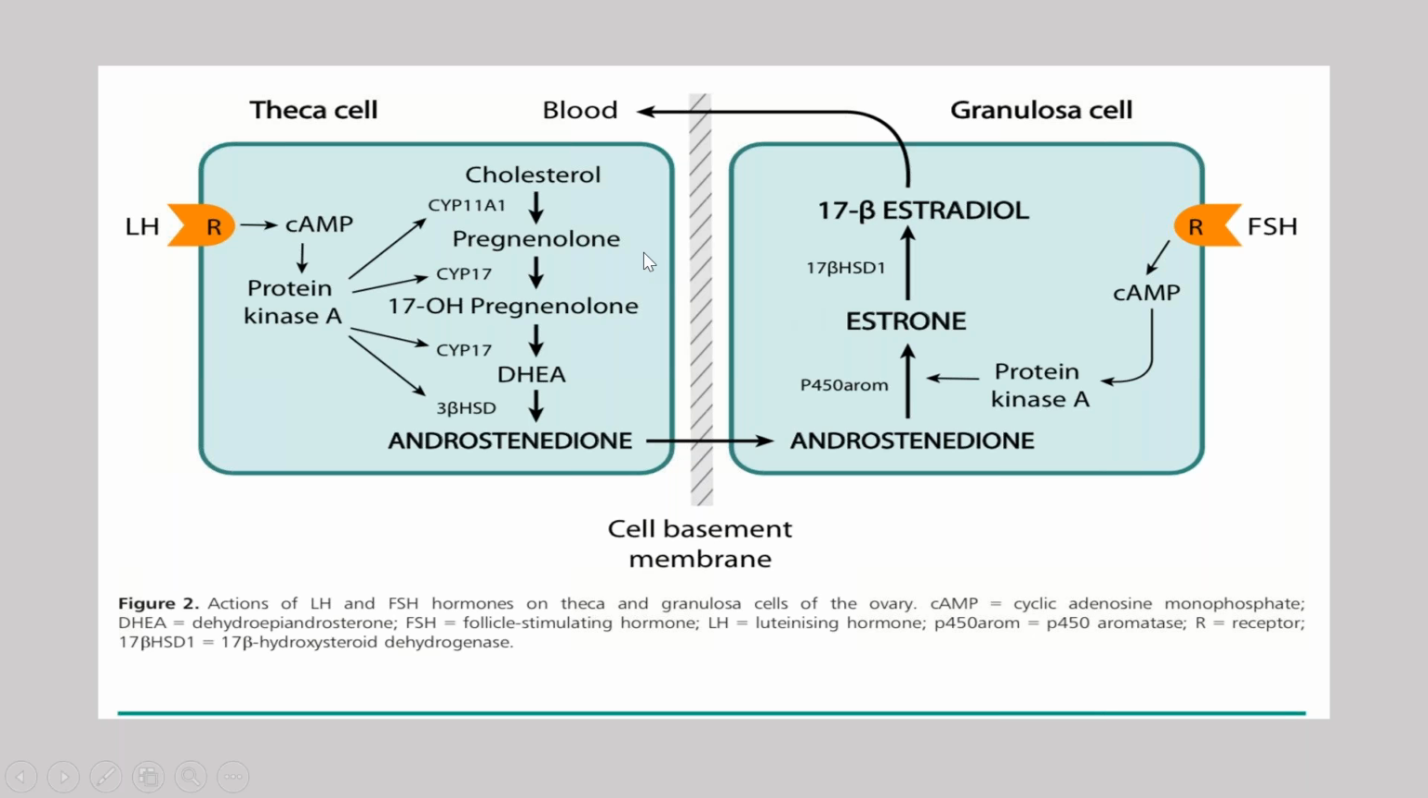LH also affects the endocrine activity of these cells. As you see, the LH receptors are present on the theca cells. Initially, the lutein cells will take over the progesterone production, and they will provide the nutrition up to the time the placenta takes over.